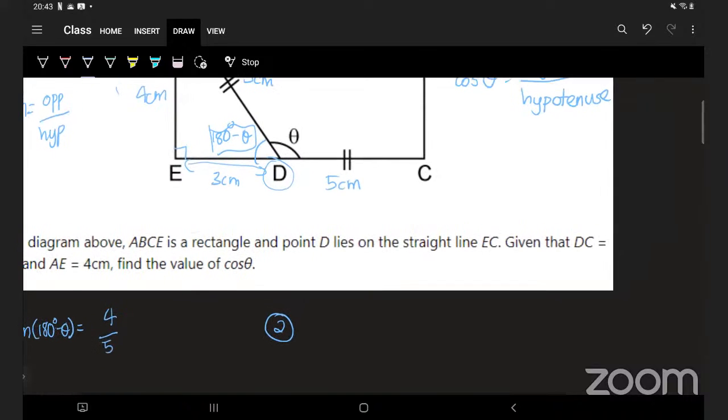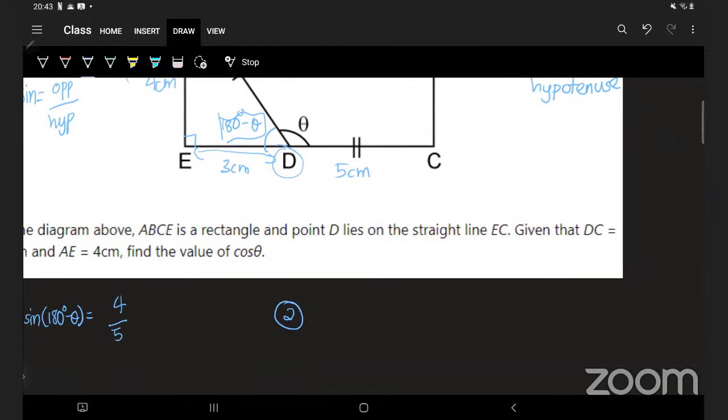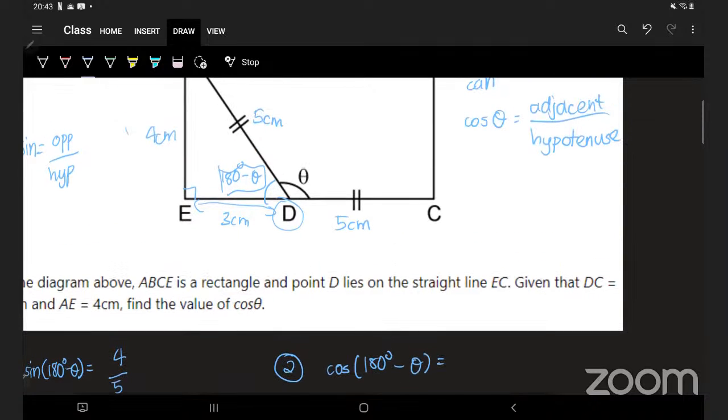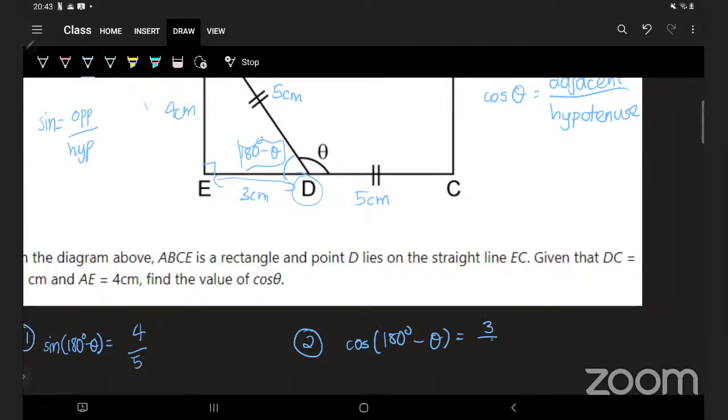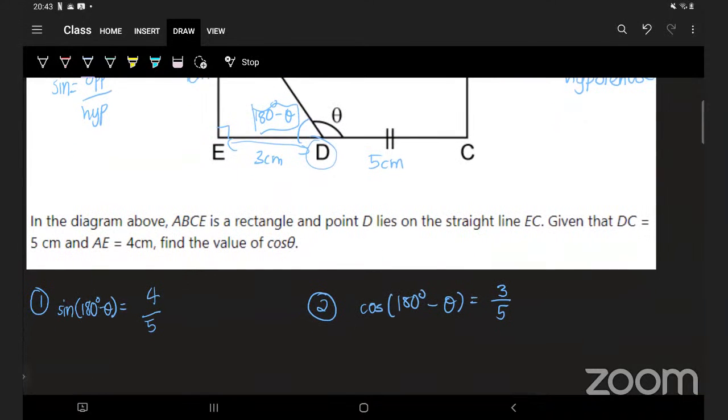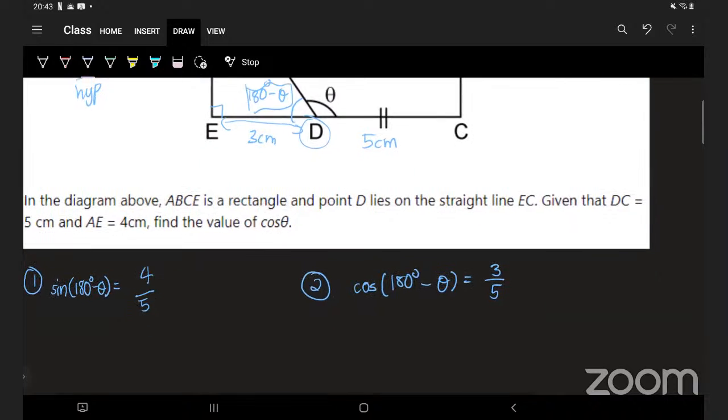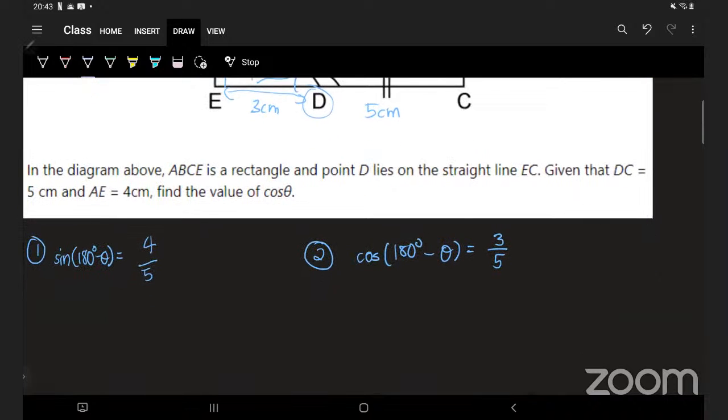So actually from this straight away, we can find out what cos is. Cos of 180 minus theta is equal to adjacent over hypotenuse. You'll get 3 over 5. All right, so we have that one, and now since we have this, we can actually simplify it a bit.